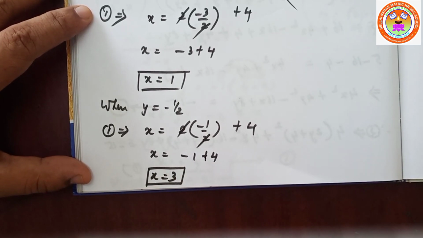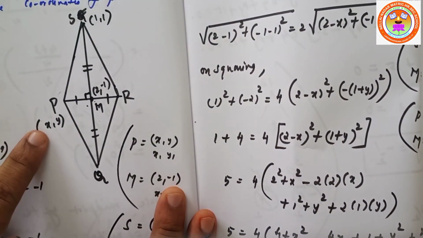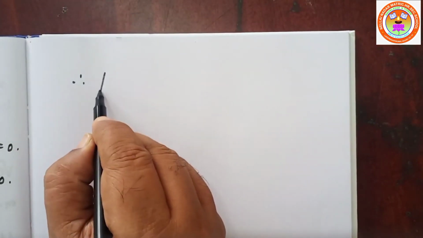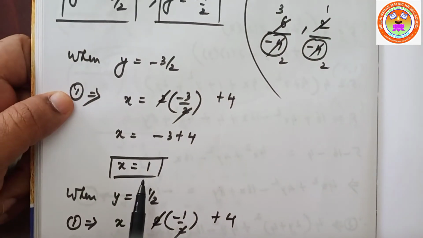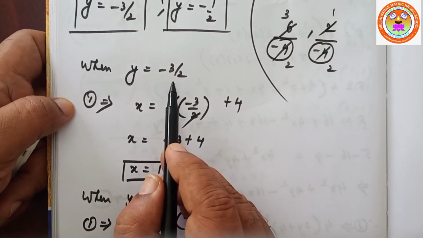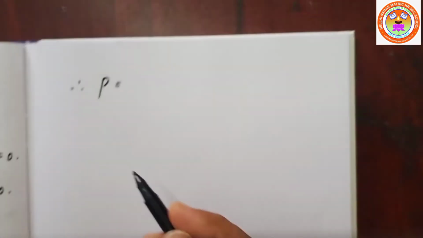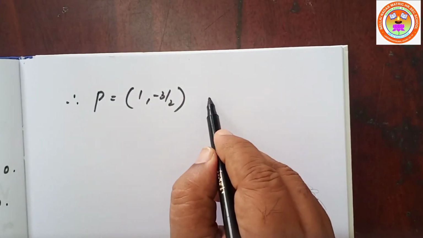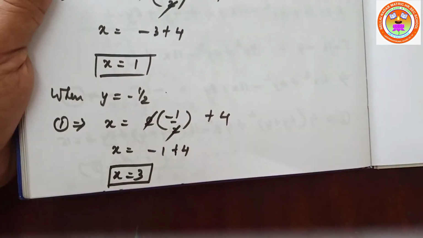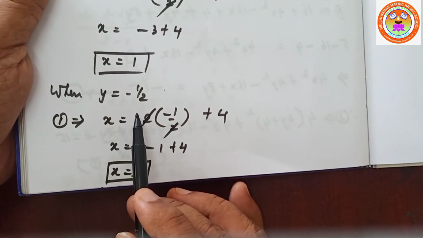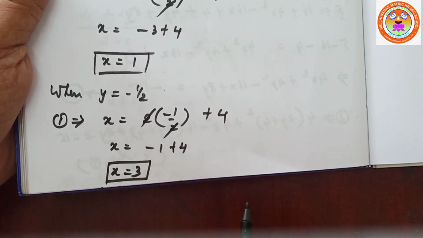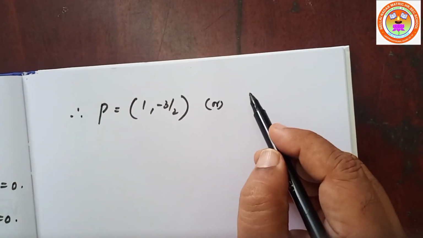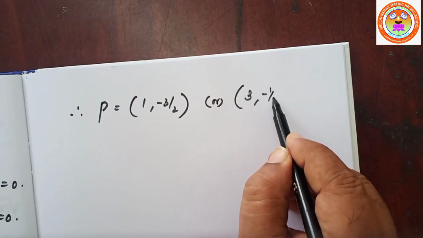Therefore, two answers for P. We consider P as (x, y). Therefore, P equals, for x value 1, y value minus 3 by 2. 1 comma minus 3 by 2. This is one answer. Or x value 3, y value minus 1 by 2. 3 comma minus 1 by 2.